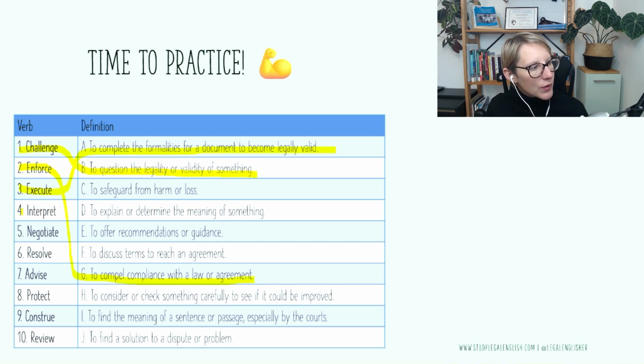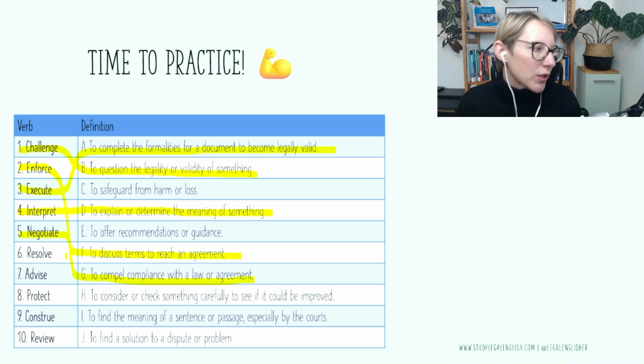Number 4, to interpret. To interpret, quite similar to construe, right? To explain or determine the meaning of something. You might need to interpret a contract clause, for example. Okay, to negotiate. I expect you are negotiating yourselves if you deal with contracts, if you're a commercial lawyer. F, to discuss terms, to reach an agreement. You might also be negotiating settlements, right? If you deal a lot with litigation, if you are a contentious lawyer dealing with contentious matters.